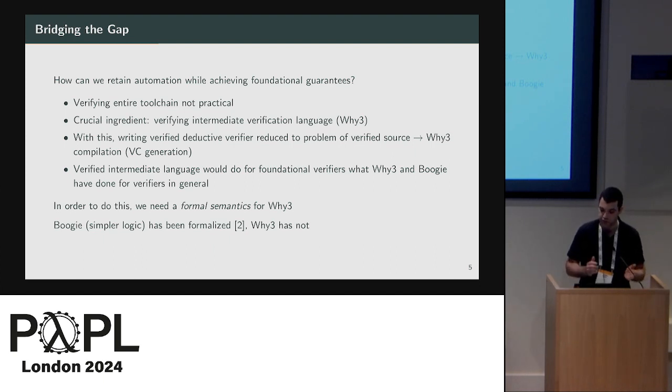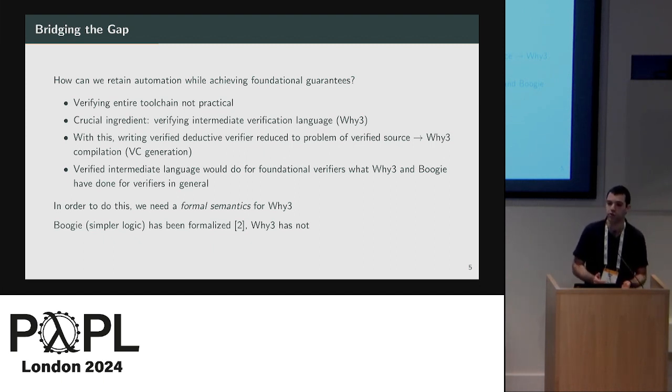And as we'll see in a minute, this Why3 logic is quite expressive, which means, again, that this gap might not be so large, and those proofs will not be nearly as difficult. And a verified implementation of, say, Why3 would help to do for foundational program verifiers what tools like Why3 and Boogie have done for verifiers in general, namely make it much easier to build front ends for a variety of languages because they're doing a lot of the hard work once and for all.